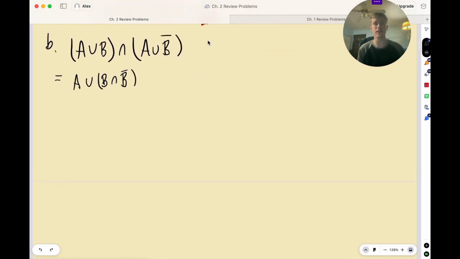Okay, and what is the intersection between B and B complement? Well, by definition, they're mutually exclusive, so they have nothing in common. So this is really the same as saying A union the empty set. So either an element is in A or it's in nothing. And since an element can't be in nothing, it must just be in A. Okay, so that's our answer.